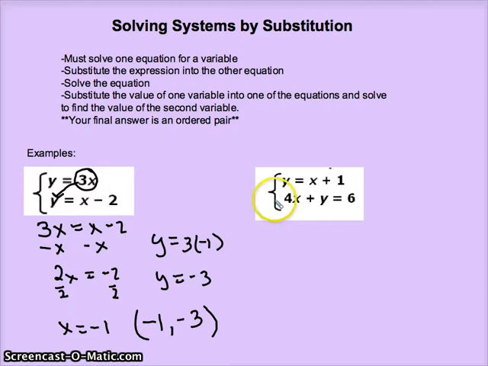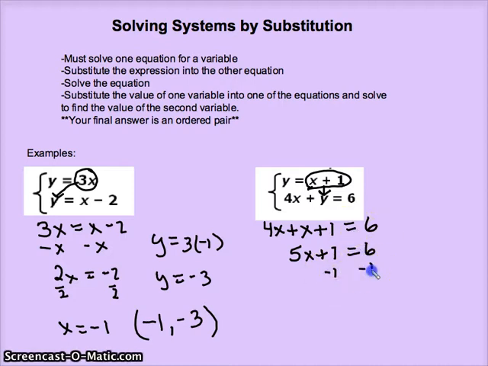Alright, so look at another one. This first equation is solved for y. y is all by itself. So I can take what y equals, which is x plus 1, and plug it in for y in the bottom equation. Again, y and x plus 1 have the same value. So I'm going to take x plus 1 and put it in for y in the bottom equation. So 4x plus x plus 1 equals 6. I simplify, and 5x plus 1 equals 6, and now I solve. Subtracting 1 from both sides, I get 5x equals 5, and x equals 1.